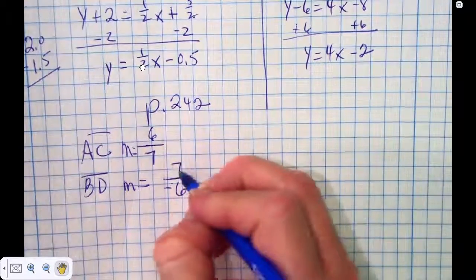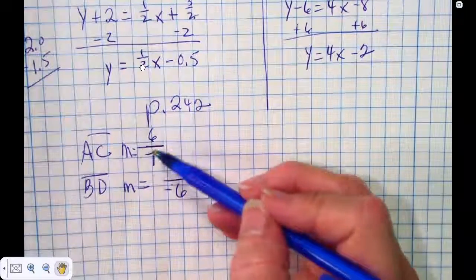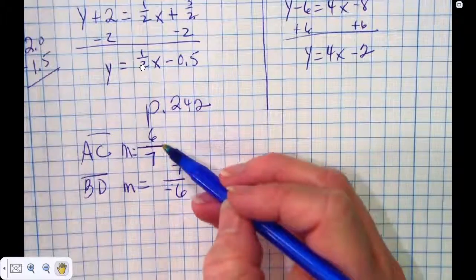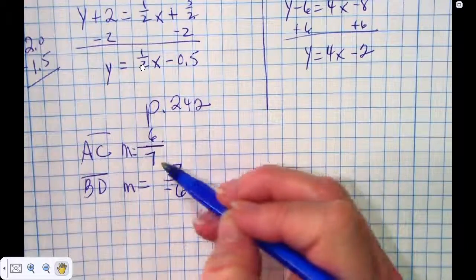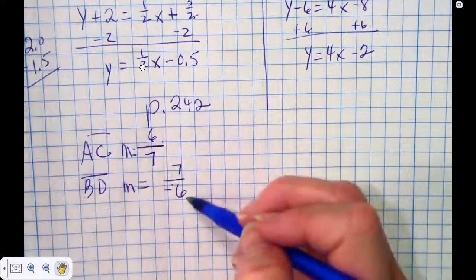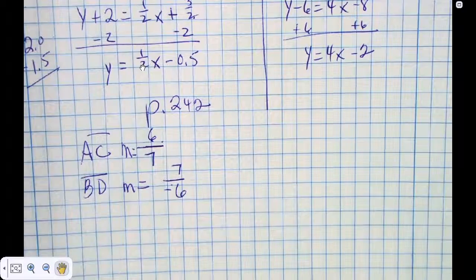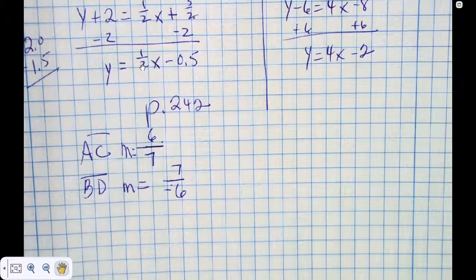Hey, what do you notice about these? They're the reciprocal. They're the opposite reciprocals. So, do you know these two lines are perpendicular? Good. All right. Now look at number 4.